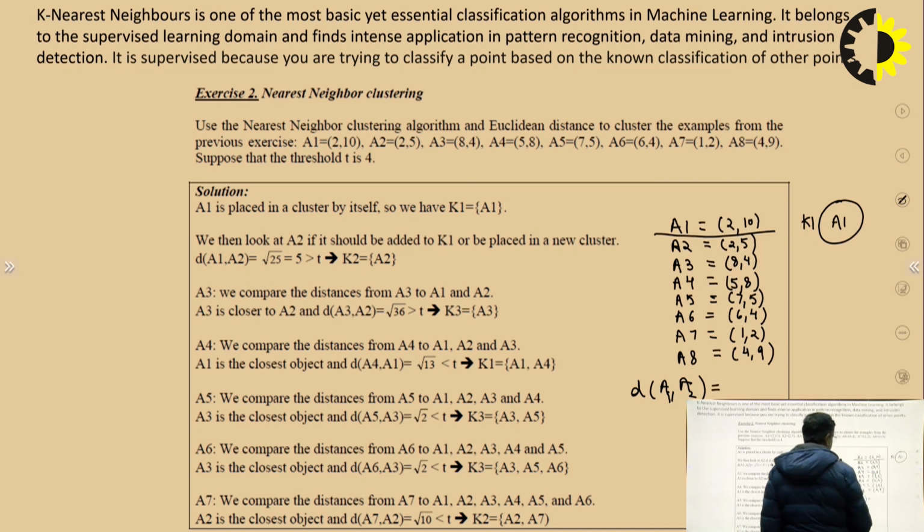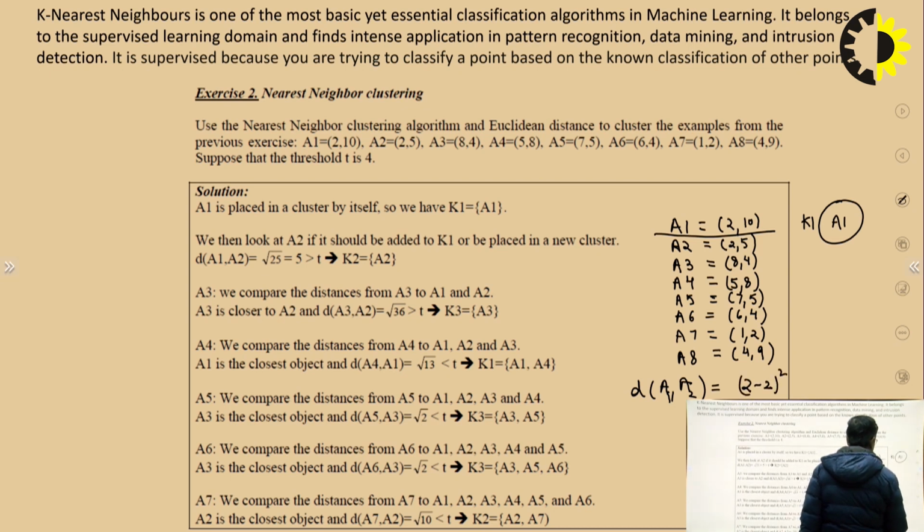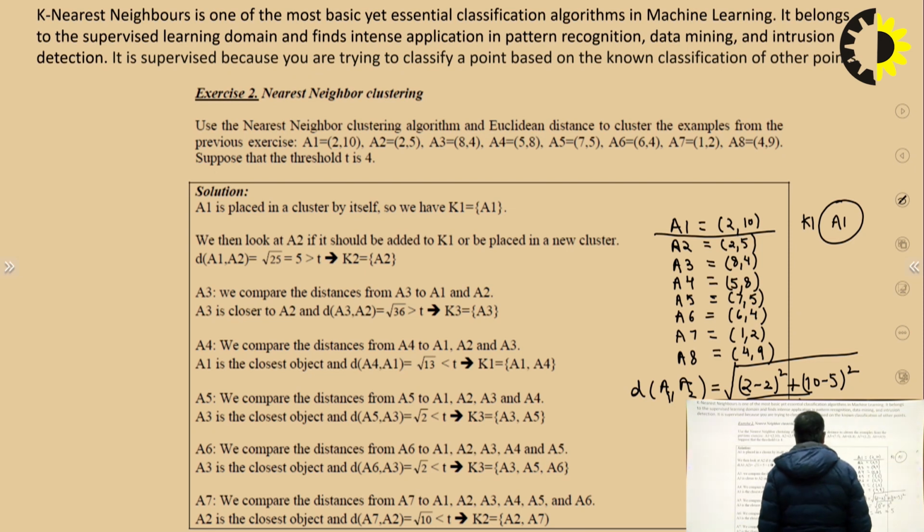is, if we use the Euclidean distance equation, the square root of (2 minus 2) whole square plus (10 minus 5) whole square. This comes out to be 0 square plus 5 square, which is the square root of 25, and the final value comes out to be 5. Now the Euclidean distance between point A1 and A2 is 5.